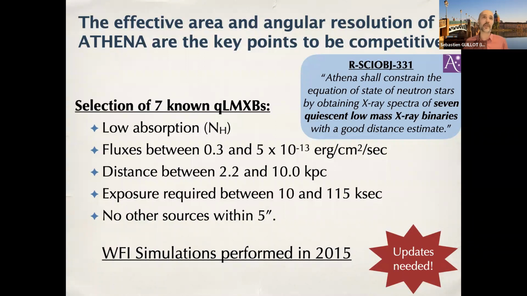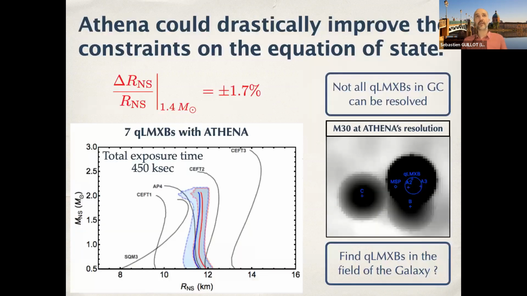The exposure times needed to obtain at least 50,000 counts for each of the sources were between 10 and 115 kiloseconds, a total of 450 kiloseconds for all of those sources. So 7 sources, 450 kiloseconds in total. Clearly there are some updates and simulations to be done, but here are the results that I obtained with the parameterization of the equation of state. Here, the equation of state was parameterized with polytropes instead of the realistic parameterization. This was work done with Ferrari-Lozel.